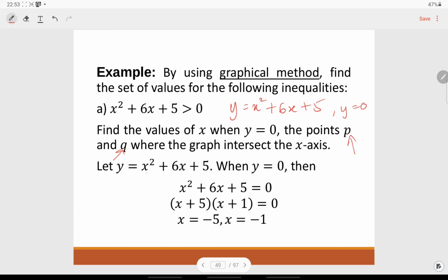So we have y equal to x squared plus 6x plus 5. We let y equal to 0 in order to find P and Q. So we have this equation. This equation can be factorized, becomes x plus 5, x plus 1 equal to 0. So we solve for the x. We have two values, x equal to negative 5 and x equal to negative 1. We can take this one as P, this one as Q.